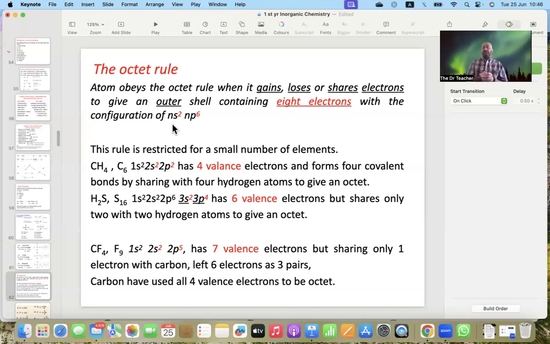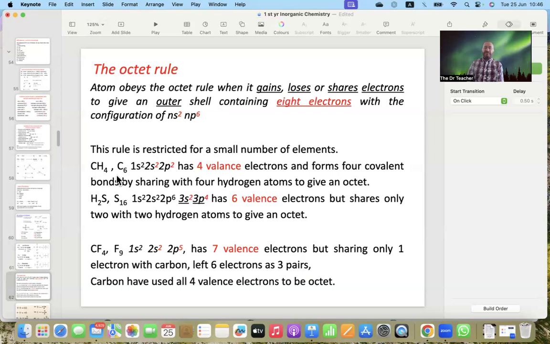They can form a stable molecule or compound when the outer shell has 6 electrons, and 2 more will make it 8. 8 is what we call the octet rule. This rule is restricted to a small number of elements, like CH4.